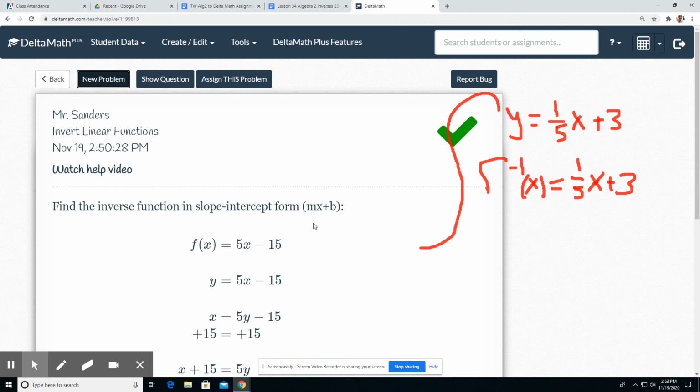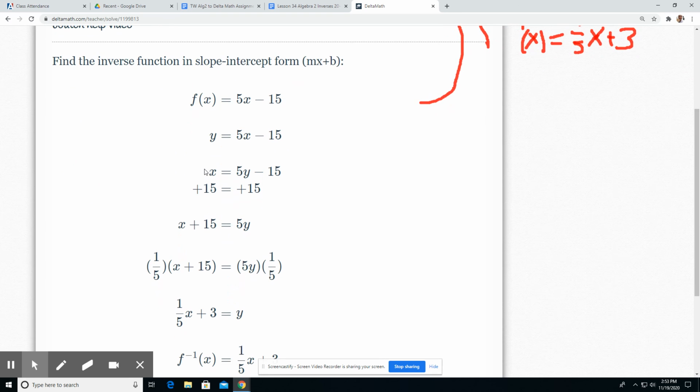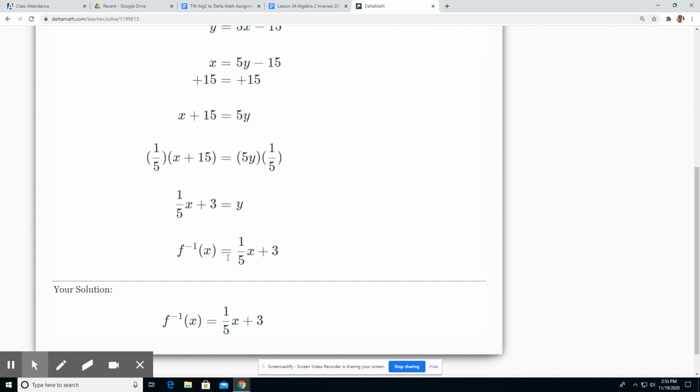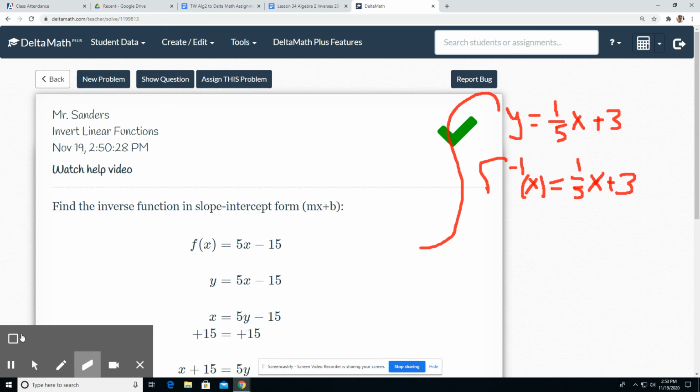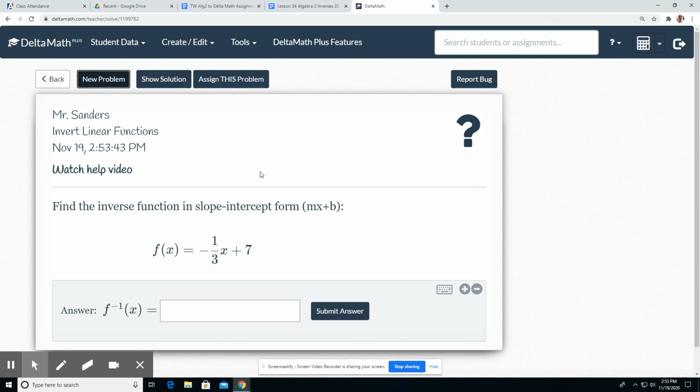Got it. So let's see, they changed it to y. Yep. Then they switched the letters. Yep. Solve for y. Yes. And that's it. Okay, let's see if the next one's any different. And done exactly in the same way.